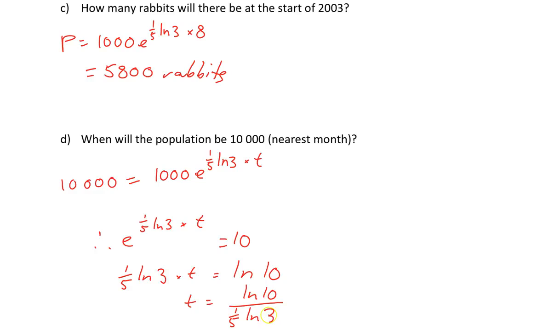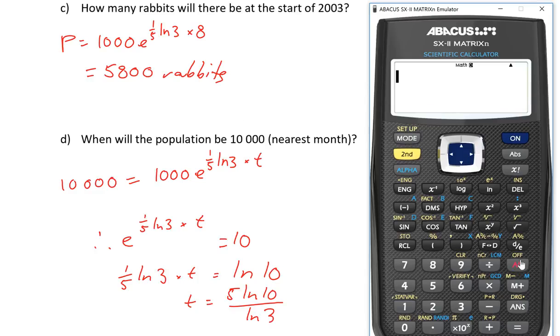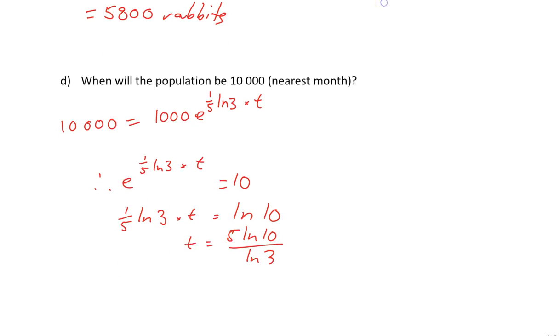In fact, I could say, you know what, I'm going to rub that out a little bit because I don't like fractions. I'm going to say 5 log 10 over log 3. Okay, t equals 5 log 10 on log 3. All clear. 5 log 10, divided by the log of 3, is equal to 10.5. It's pretty close to 10.5 to the nearest month. Equals 10.5 years, or 10 years, 6 months.